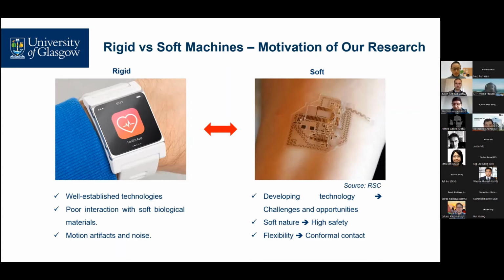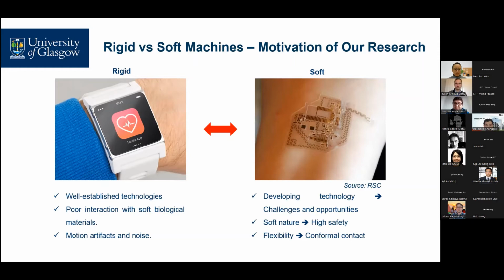On the other hand, if we make devices out of soft systems, because the material is soft, we will have very high safety compared to the rigid components. And also because these devices are flexible, they are comfortable to be attached to the skin or to be worn.